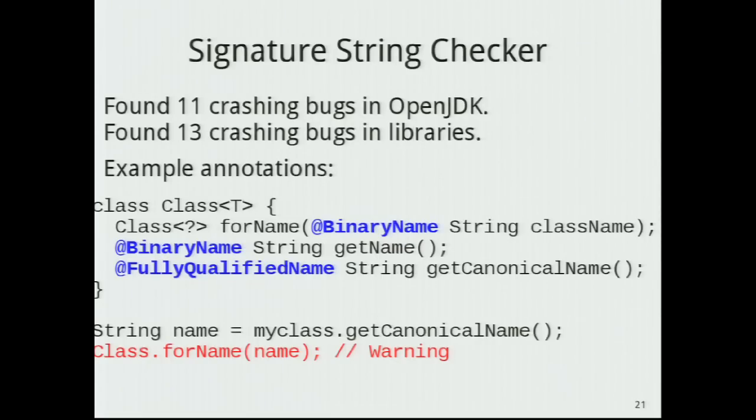Here are some example annotations we wrote. Class.forName takes a binary name as an argument. Class.getName returns a binary name. And Class.getCanonicalName returns a fully qualified name. So if you were to write the code down at the bottom, where you call getCanonicalName, and then you try to call Class.forName on it, which is something I've seen real code do, then the type checker will warn you. It will say, this is erroneous, and will cause you to rewrite it correctly.